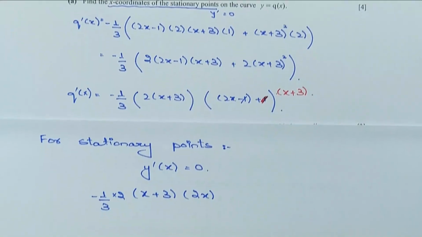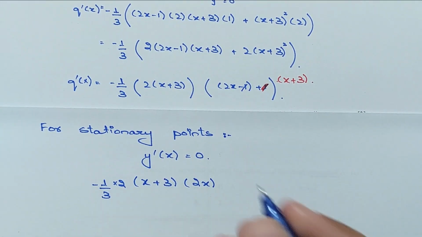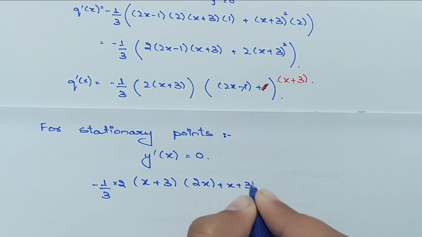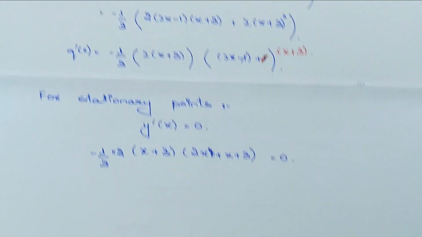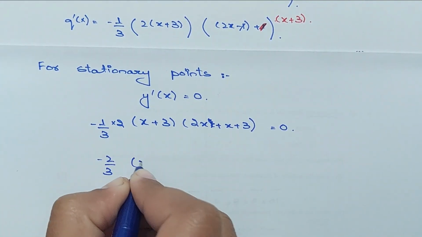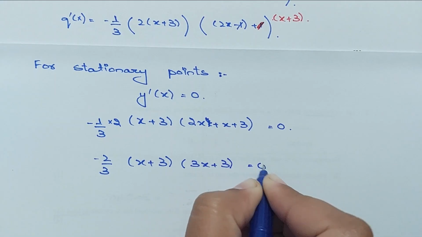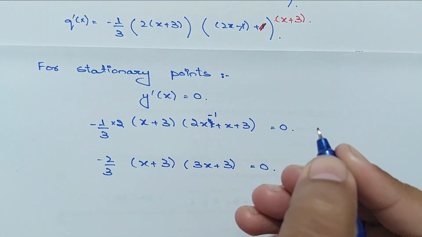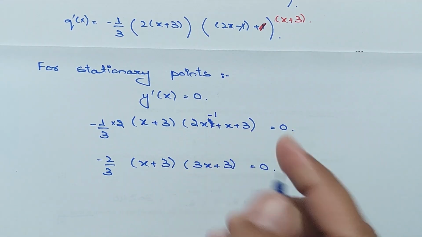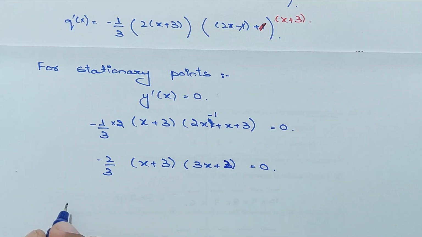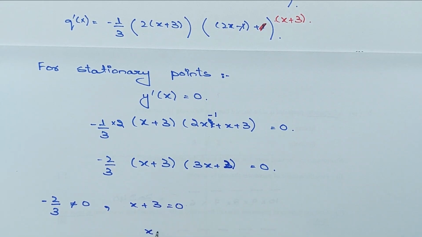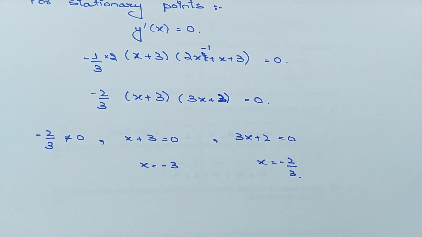Right. So when I substitute this equal to 0, we have 2 over negative 3 and x plus 3 is common. 2x plus x and plus 3 in the bracket. This is equal to 0, right? So negative 2 by 3 into x plus 3 and into 3x plus 3. This is equal to 0. Sorry, this should be x and this should be 2. Okay, when it is equal to 0, minus 2 by 3 is not equal to 0. x plus 3 is equal to 0, and the x coordinate of the stationary point is negative 3, and 3x plus 2 is equal to 0, and another x coordinate is negative 2 by 3. So these are the two x coordinates of the stationary points, which are negative 3 and negative 2 by 3, right?